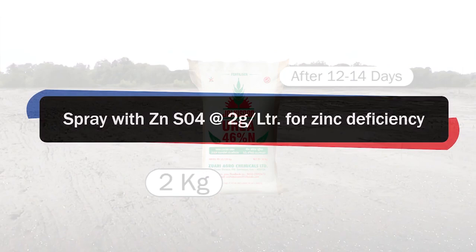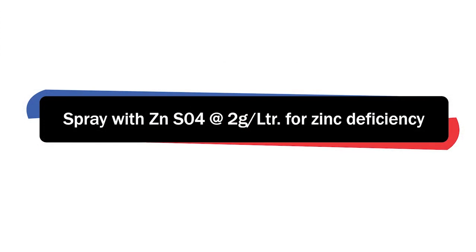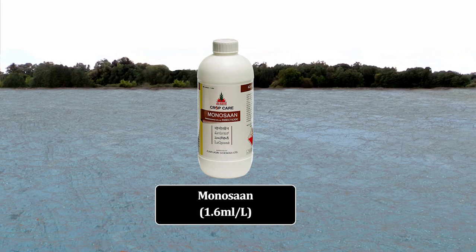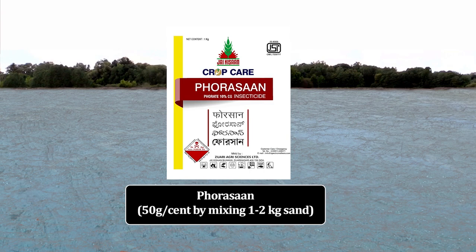In case there is a zinc deficiency, then we need to spray the crop with zinc sulfate at the rate of 2 grams per liter, and also we need to spray with monosan at the rate of 1.6 milliliter per liter at 10 days. 7 days before uprooting, we need to apply forosan at the rate of 50 grams per cent, which is 250 grams for the entire nursery, by mixing it with 1 to 2 kg sand.